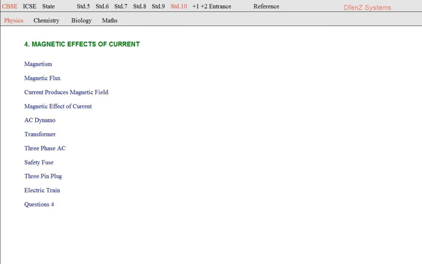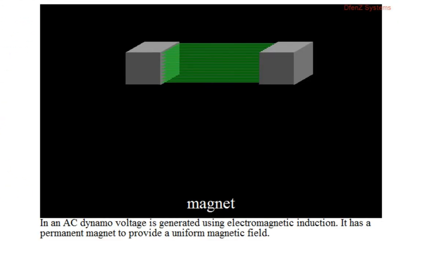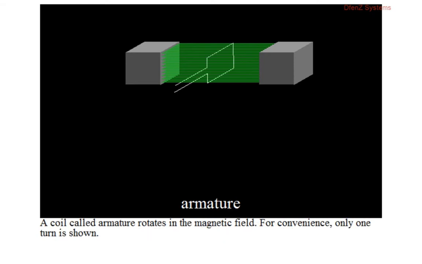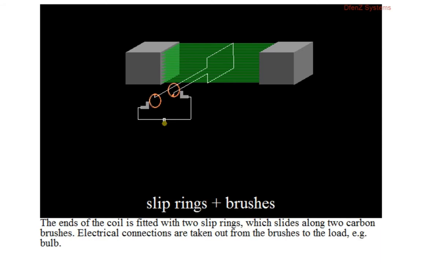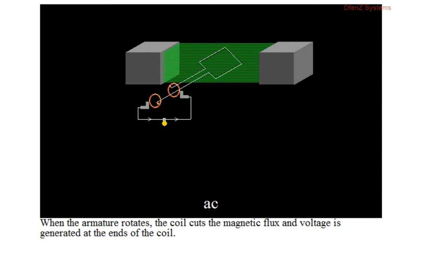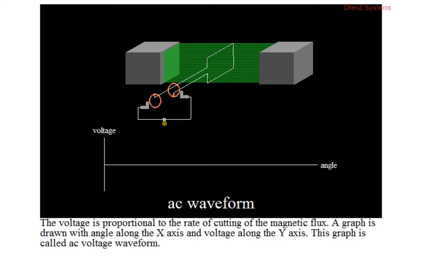Let's see AC dynamo. In AC dynamo, a uniform magnetic field is provided by a magnet. A coil called the armature rotates in the magnetic field. Electric connections are taken out to the load using slip rings and graphite brushes. When the armature rotates, the coil cuts the magnetic field and voltage is induced across the load. The induced voltage varies with angle of rotation.